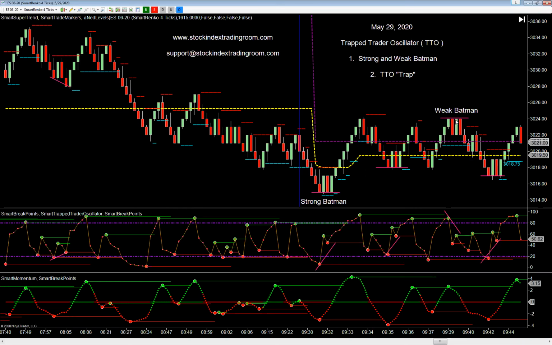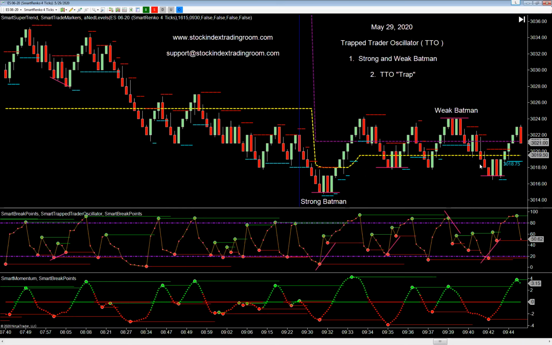Here's a weak Batman, red, green, red. Trapped Trader Oscillator saying what? Too many people long, price sort of congests in a small box. There's more selling here than here. The probability of it going down is greater than a coin flip. So we have an advantage from this structure, not this whole area, but this immediate structure, a very tight look at the market, in taking a trade.